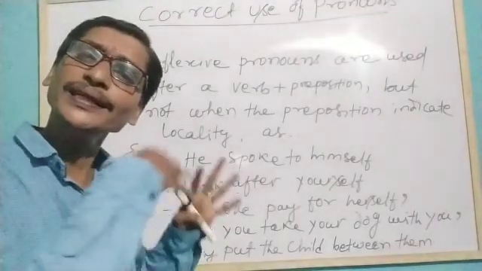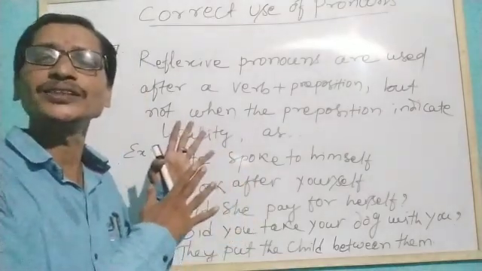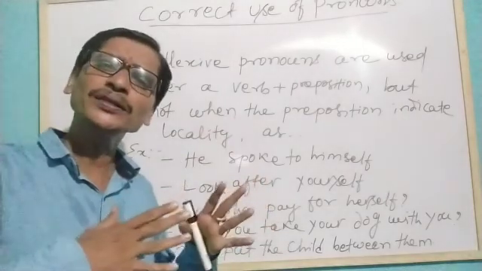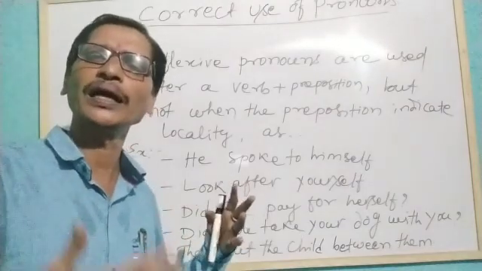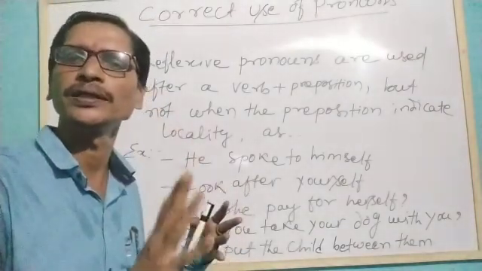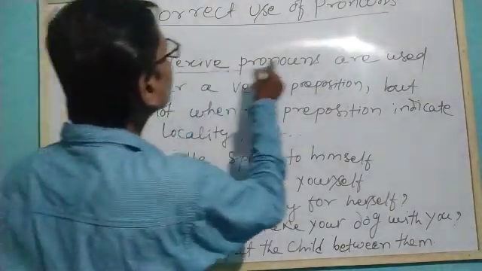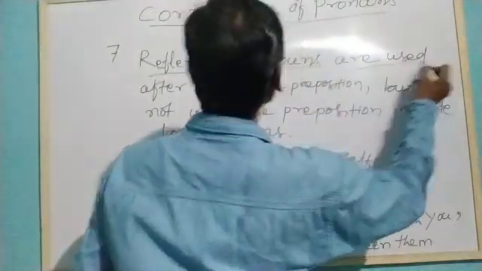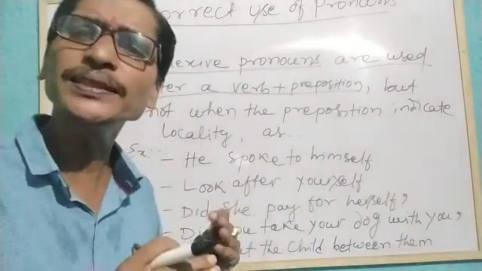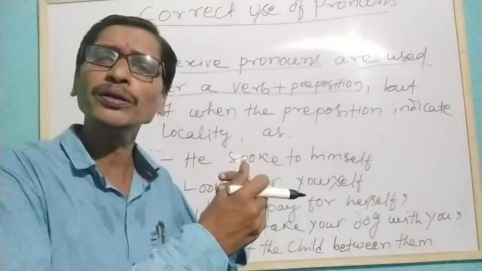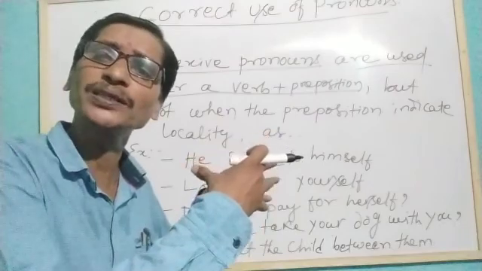Here you see the next of such instructions for correct use of pronouns. This is the seventh such instruction. There are a lot of other instructions still available. We will continue to understand them and to use pronouns correctly. So let's understand the next rule. What is this? Reflexive pronouns are used after a verb plus preposition. Suppose in our sentence there is a pronoun that comes after a verb plus preposition combination.